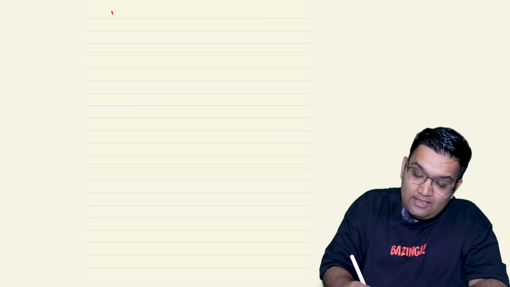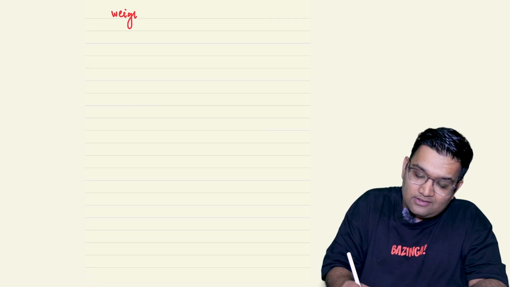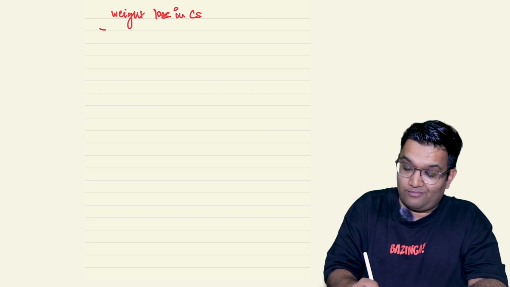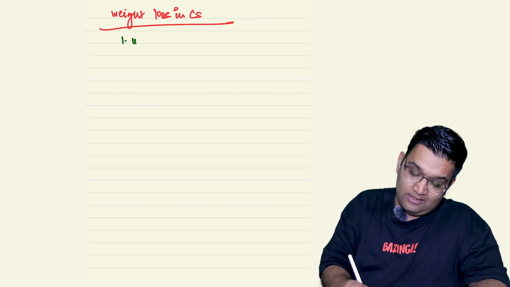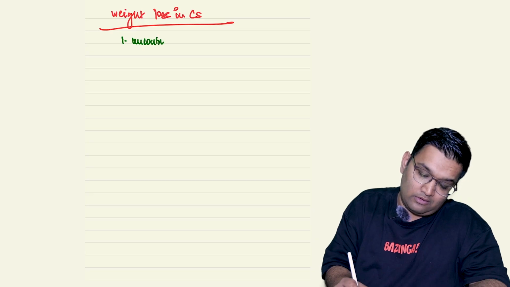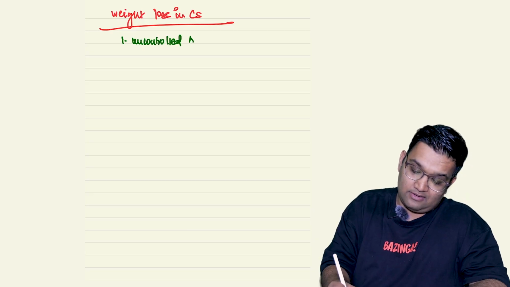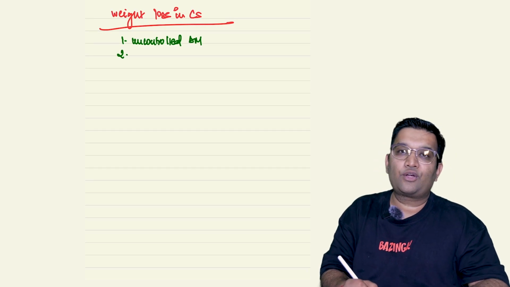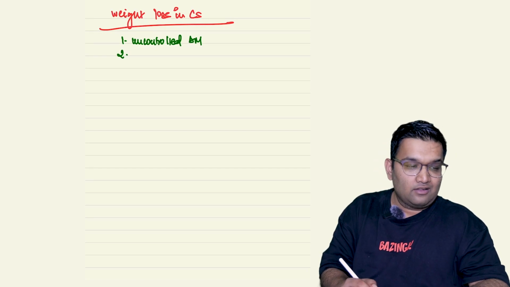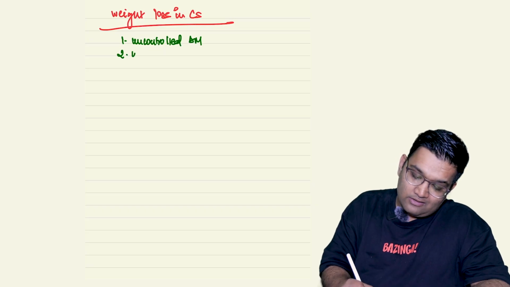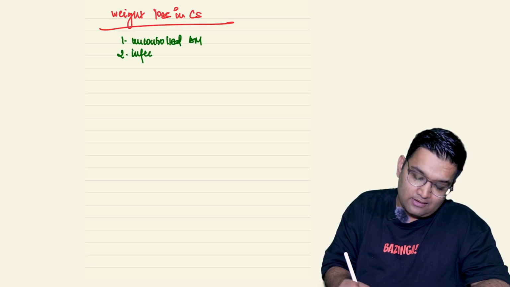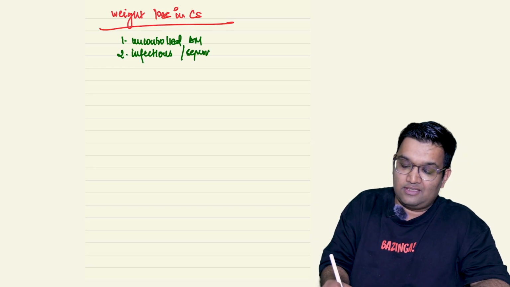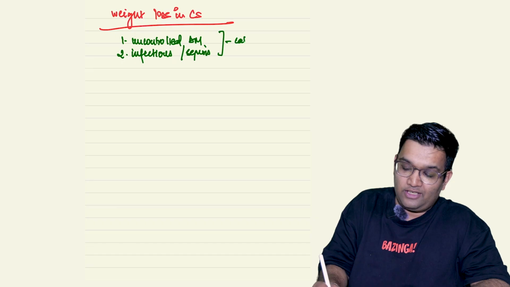Where we will see weight loss in Cushing's syndrome. If there is uncontrolled diabetes, so we know that uncontrolled diabetes is going to have a catabolic effect. We can have some infections or sepsis. This is also, both are catabolic states.